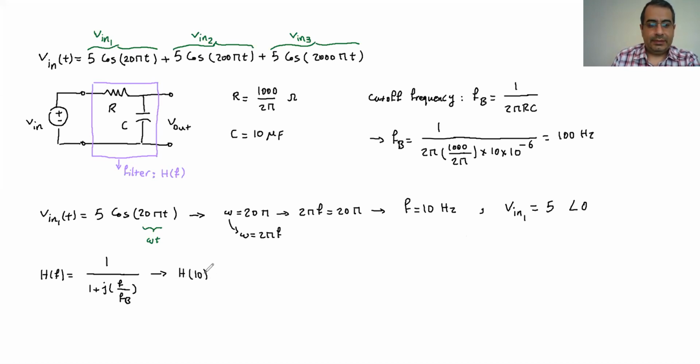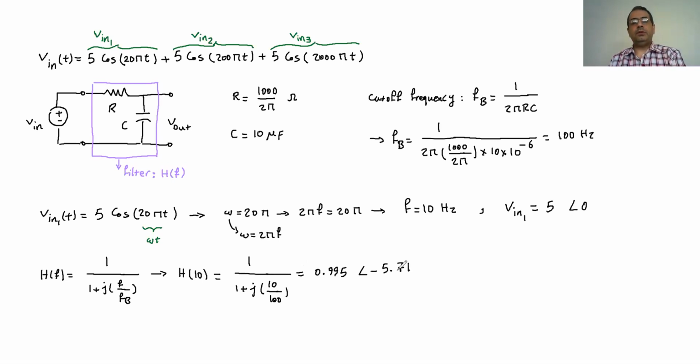So once I evaluate that filter at 10 hertz, it is going to become 1 over 1 plus j, and the fp is 100 and the f is 10, so it's going to be 10 over 100. And if you recalculate that, doing the calculation in the polar format, what I'm going to get is 0.995 with an angle of negative 5.71. So this is my filter for that 10 hertz.